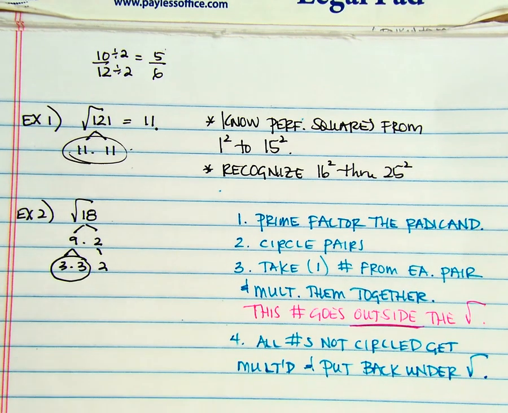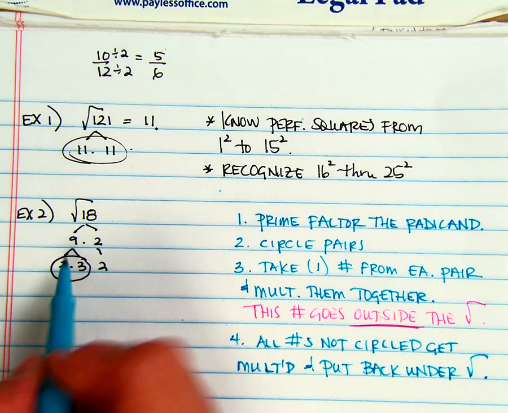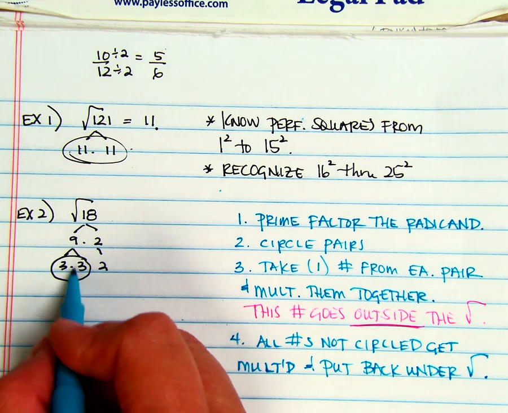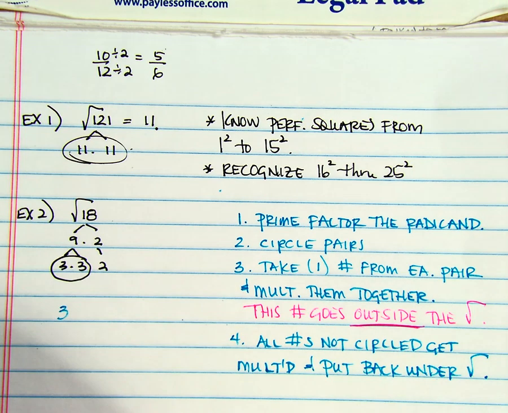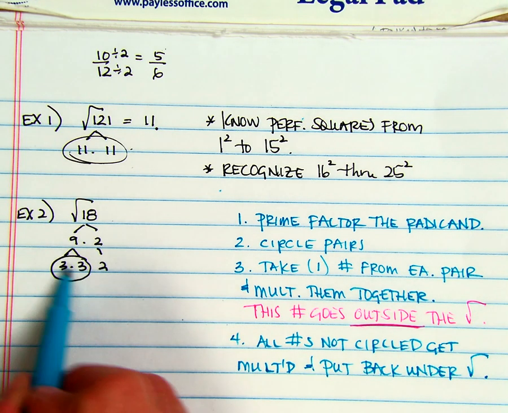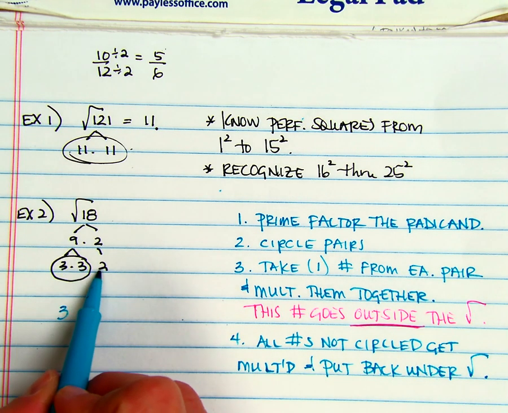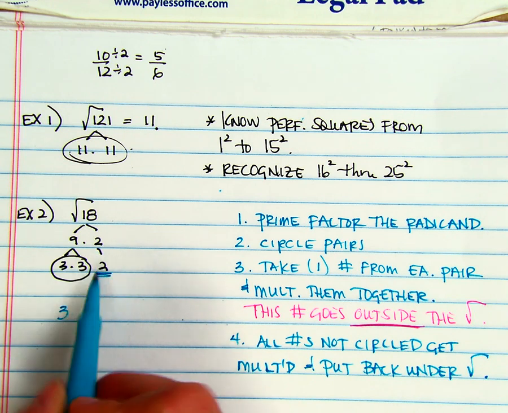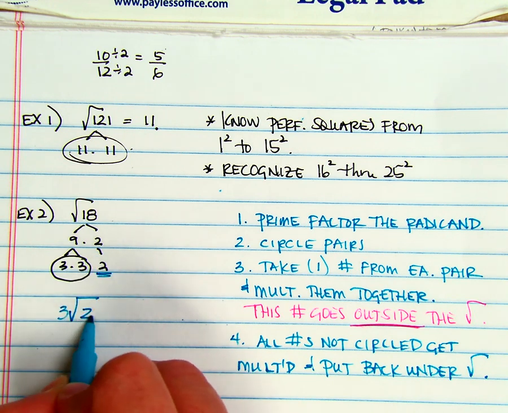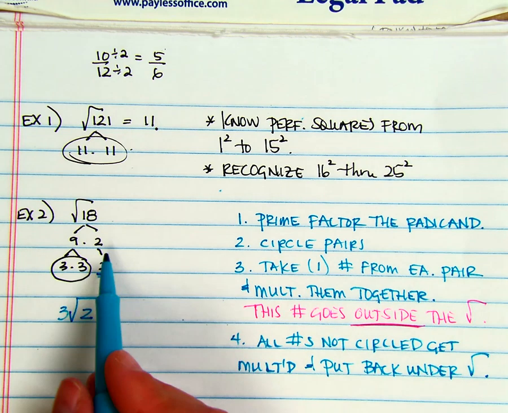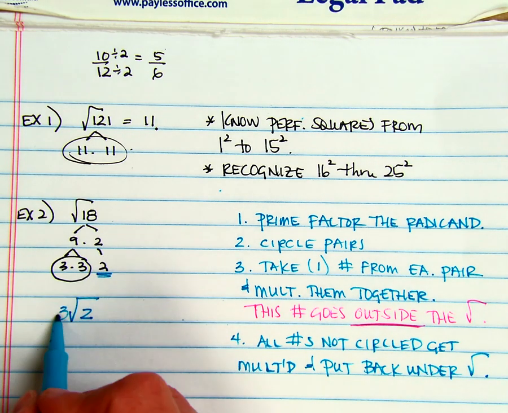the radical. Okay, so I circled my pairs, and I have a 3, so I take one number from each pair. I take a 3 out, and then I have nothing, no other pairs, and then the stuff that is not circled, which would be my 2, gets put back underneath the radical. So the square root of 18 simplifies to 3 radical 2.